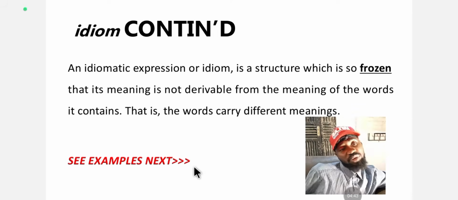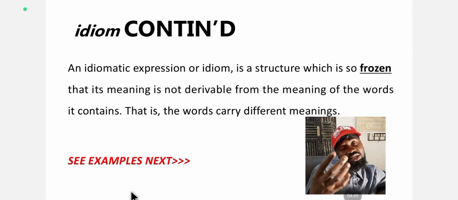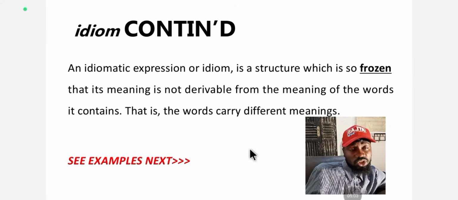The expression is so frozen that you can't deduce its meaning from merely looking at the normal meaning of the words that appear on the screen or in the questions. So you have to understand idiomatic expressions and know what they mean. There is no shortcut to this. You either know it and pass your JAMB UTME exam, and JAMB UTME loves setting questions from idioms. You must see them in your JAMB UTME. So why not learn them properly and secure your marks?